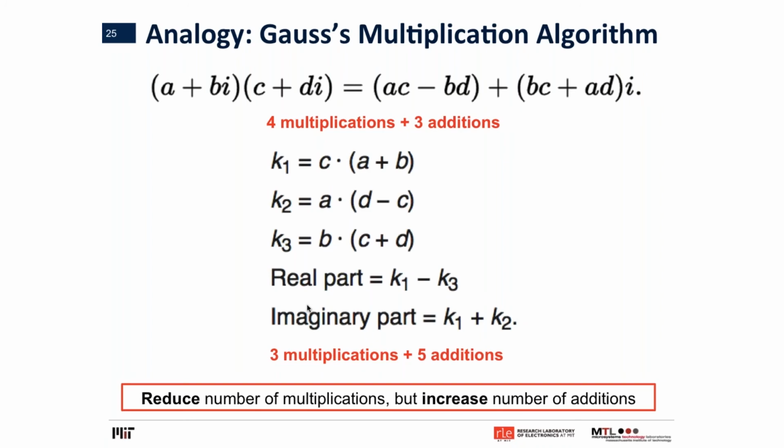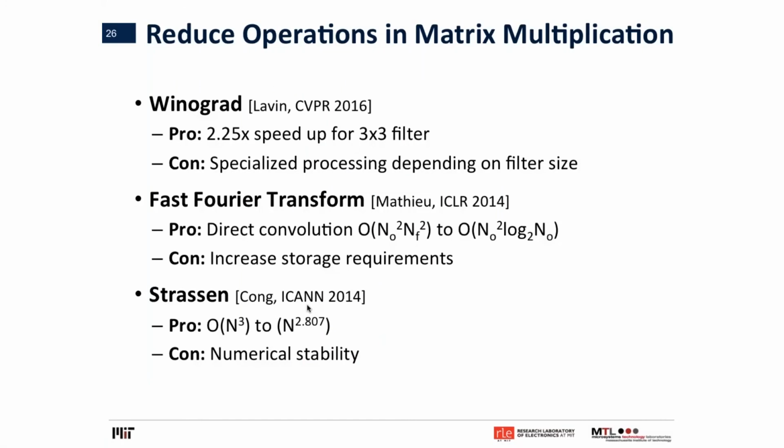So there have been various explorations in terms of how to actually do this. I don't have time to go into the details of each of these, but I just want to highlight some of the work that has investigated how to do these types of transformations to reduce the number of multiplications.